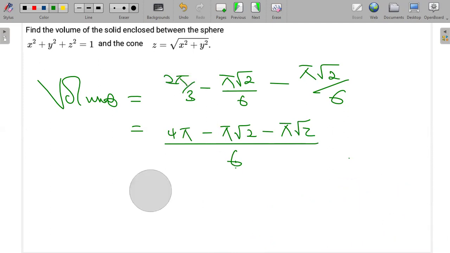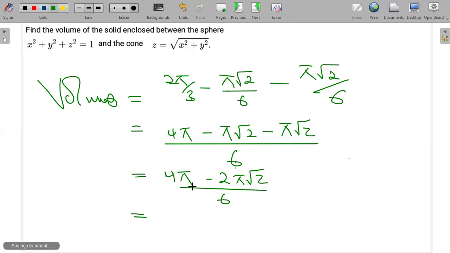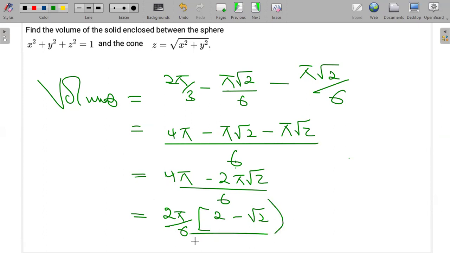Okay, so let's simplify this one. So this is the same as 4 pi minus 2 pi root 2 over 6. Okay, so let's factorize 2 pi over 6. So 2 pi over 6 comes out. So what I remain with on top there will just be 2 minus root of 2. And this will be the volume. So the units will be cubed like that.